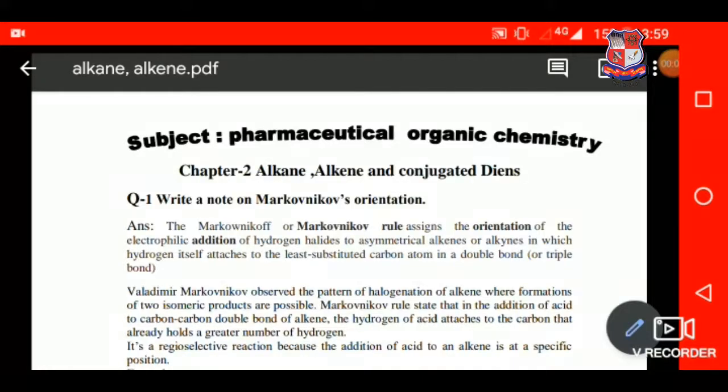Hello students, today we will discuss chapter 2, alkenes, alkynes and conjugated dienes in pharmaceutical organic chemistry. In that we will discuss several questions that may be asked frequently in your GTU examination. Question number 1, write a note on Markovnikov orientation.